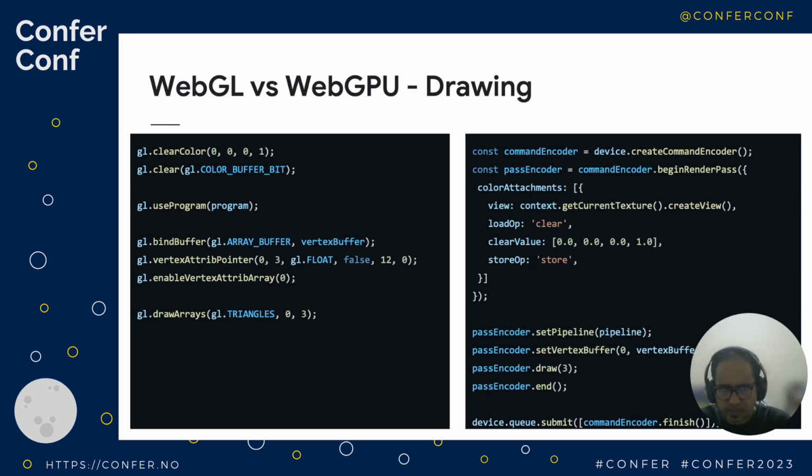Finally, we get to drawing again. WebGPU looks more complex, but that's actually deceiving in this case. We are more explicit about setting up our render target, whereas in WebGL there is a default one. But during the actual rendering, WebGPU avoids setting up the vertex attribute layout because that's part of the pipeline.